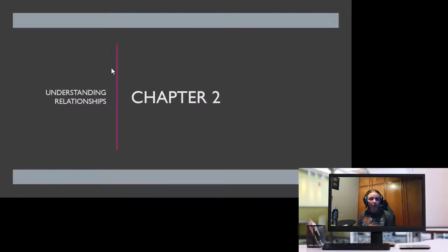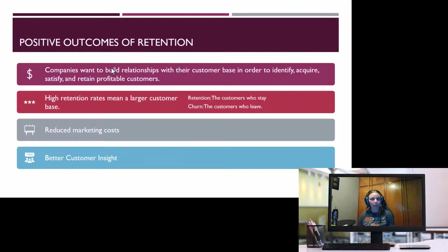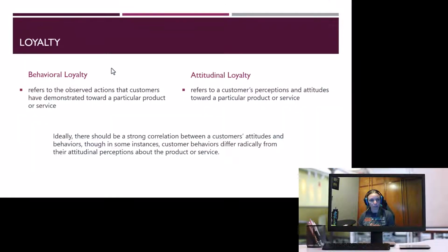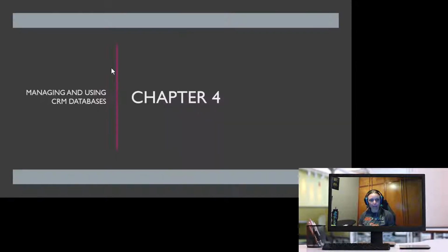In Chapter 2, we talked about relationships. And out of that chapter, we should have been able to describe the positive outcomes of customer retention, talk about 2 types of loyalty, and recognize that there are separate schools of thought on CRM. These are the positive outcomes from keeping customers that you have earned and trying to minimize how many customers leave. These are the 2 different types of loyalty and the different schools of thought on CRM.